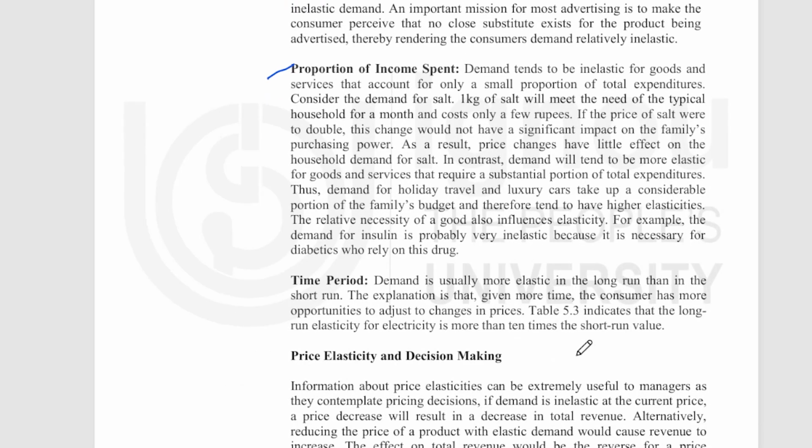Proportion of income spent: demand tends to be inelastic for goods and services that account for only a small proportion of total expenditure. Consider the demand for salt. One kg of salt will meet the need of a typical household for a month and costs only a few rupees. Okay, if the price of salt were to double, this change would not have a significant effect on the family's purchasing power. As a result, the price change has little effect on the household demand for salt. In contrast, demand tends to be more elastic for goods and services that require a substantial portion of total expenditure. Okay.